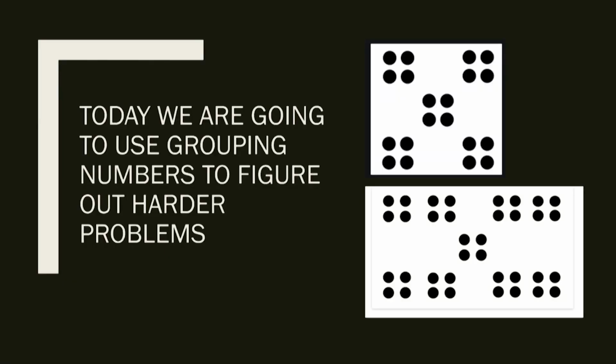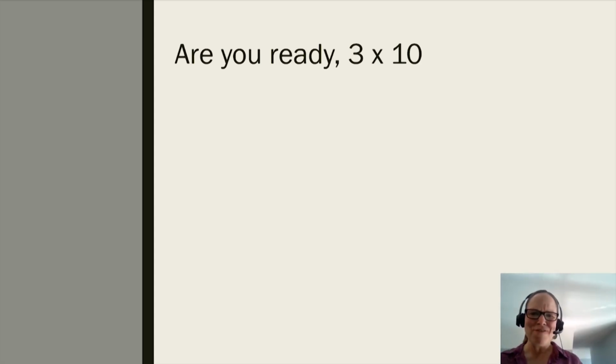We're going to transition now and figure out how to use some of those groups of numbers to figure out harder problems. Let's go. All right, here's our next one. What is 3 times 10? Well, if you know that 3 times 10 is 30, because that's 3 sets of 10, let's take a look.